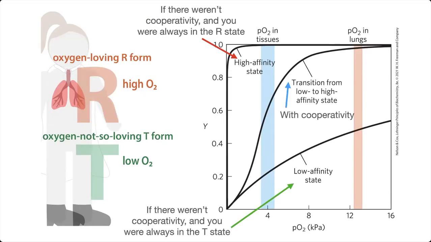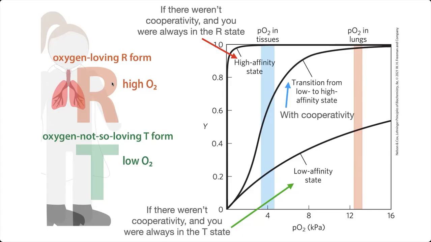As we'll get more into, the ability of hemoglobin to have this cooperativity is because it's able to transition between two states, so two conformations. One of the conformations is this oxygen-loving R form, and the other conformation is this not so oxygen-loving T form. As we'll talk about, the T stands for taut because there are salt bridges that are actually holding this form of hemoglobin in that conformation that doesn't want to bind oxygen. So T for taut and R for relaxed.